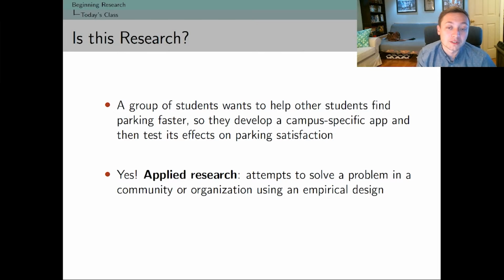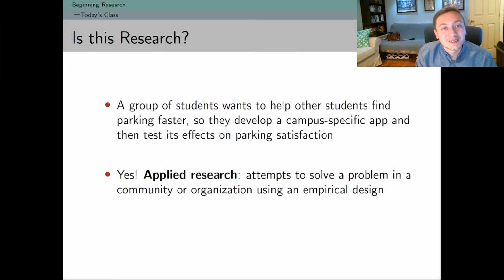It's different from pure research because it's specifically designed to solve a problem. Okay, the previous one, I just wanted to understand the patterns. I didn't have any prognostications about what we should or shouldn't do. I didn't have any kind of axe to grind. In this case, these students have a clear policy goal in mind. They want to help other students obtain a goal, right? So they developed this app and they want to know, does the app help people find parking?